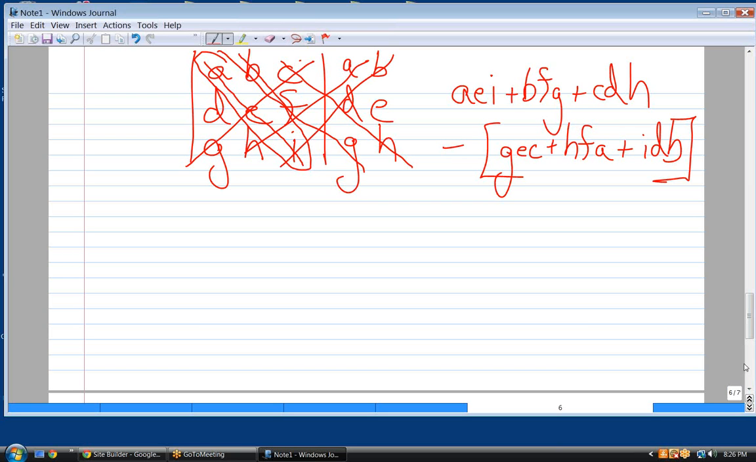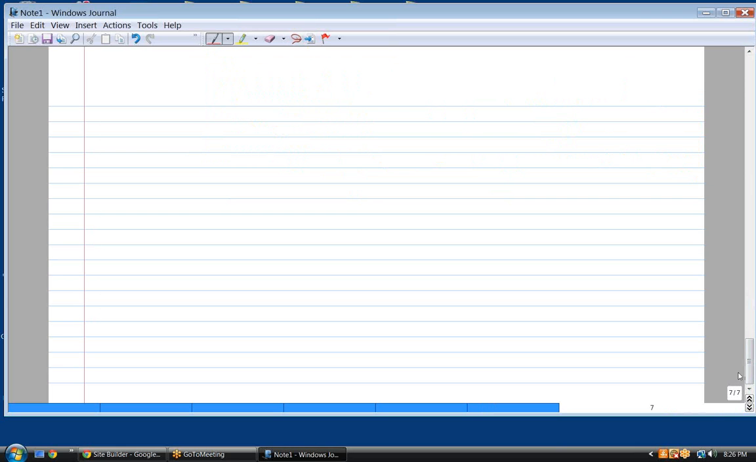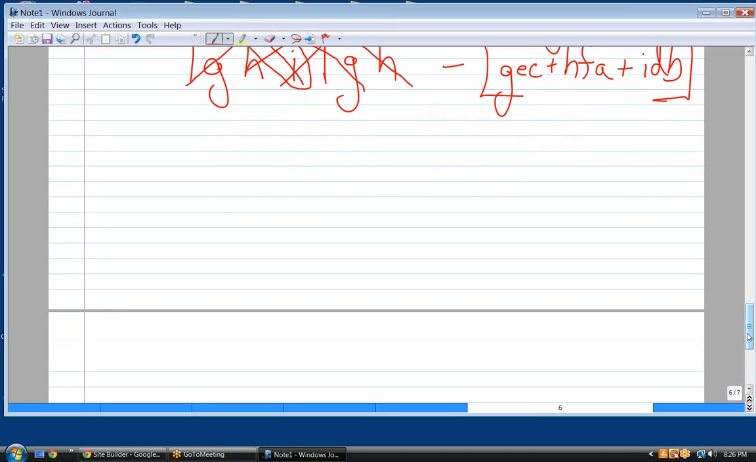And do we have time to find the inverse of a 3 by 3 by hand? Probably not. Maybe. No, I don't even think my book covers it, the one I'm looking at.